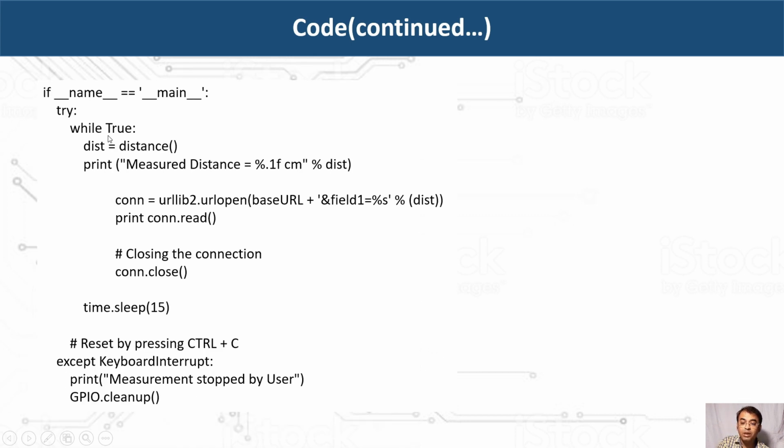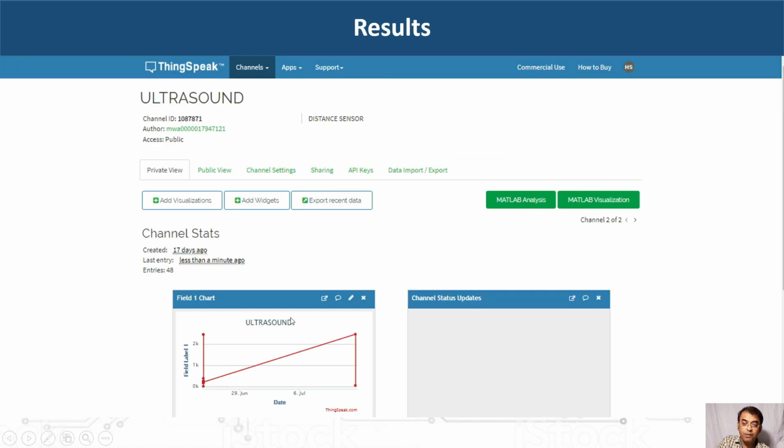In the main function, there is a while loop. So actually distance function is called, and you're printing the distance value, and then this is the connection URL, right? So you can publish the data into this ThingSpeak cloud by this one. So this is the display, that is the visualization. You can see the graph of ultrasound distance in ThingSpeak.